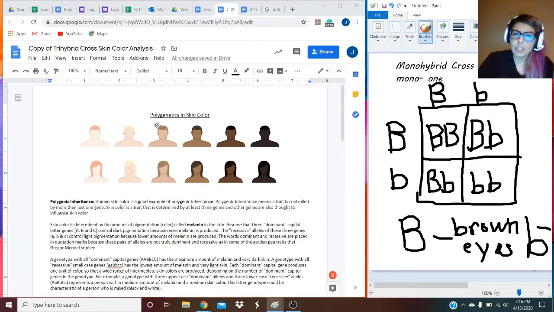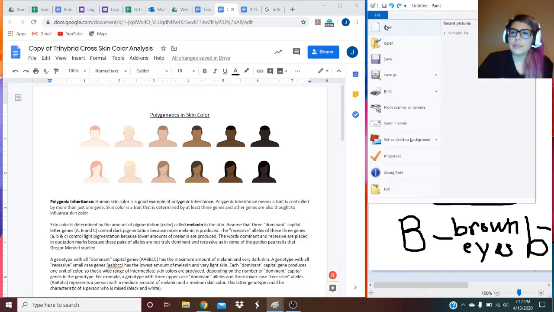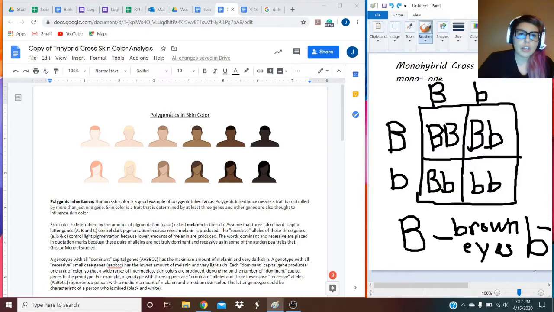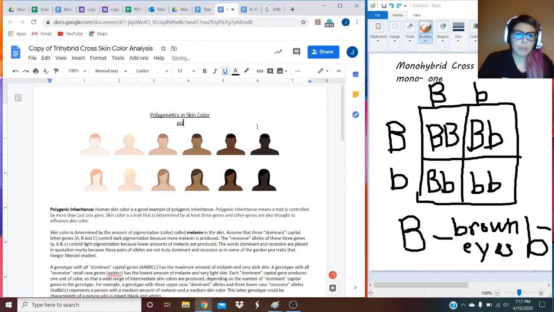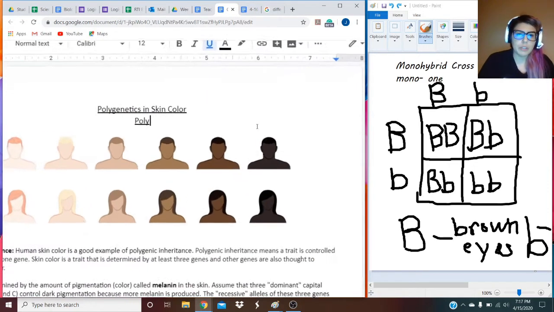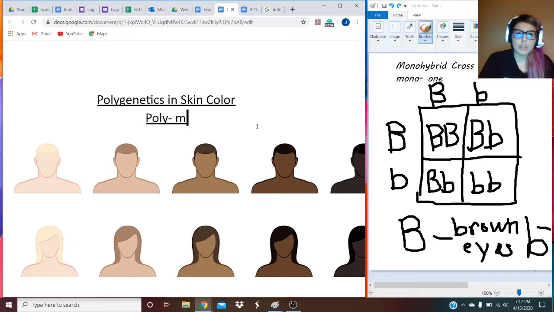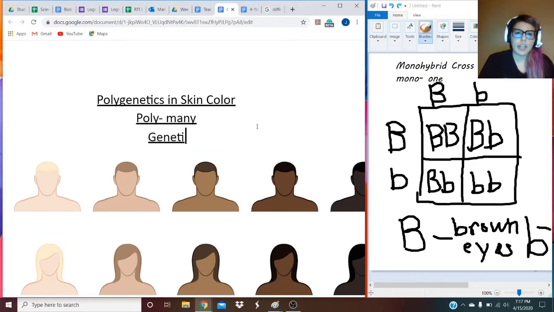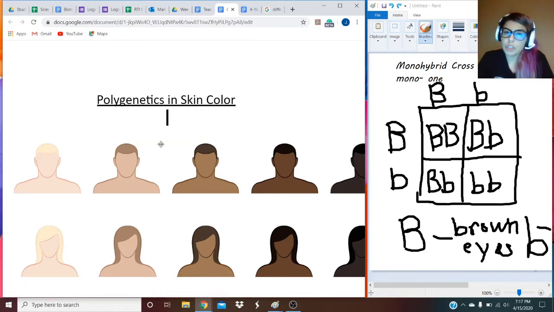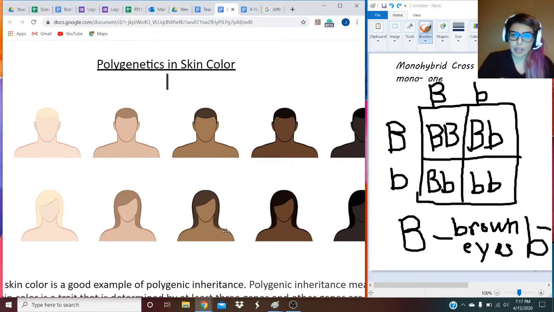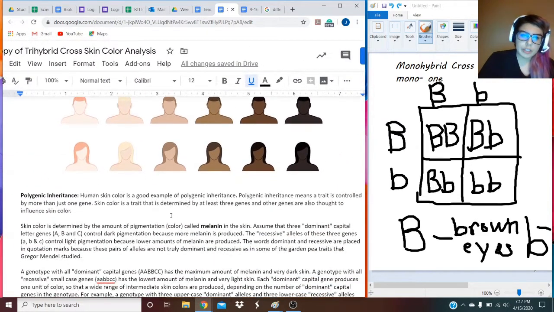Now, a polygenic trait, let's break down what exactly that means. What does it mean to be polygenic? Okay, so poly, if I'm going to break down that word poly, all that means, let me zoom in, okay? Poly just means many. And in this case, genetics, so we're just dealing with genes, okay? So there are many genes that go into skin color. Like with eyes, skin color, you're not just black or white, right? Some people are darker than others, some people are lighter than others, okay? We have this range of color, okay?